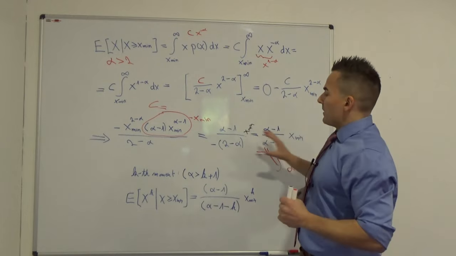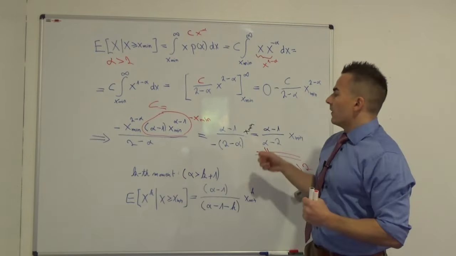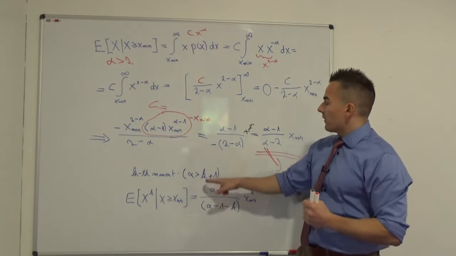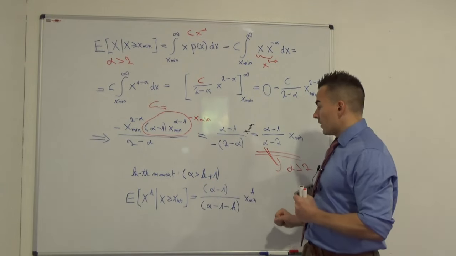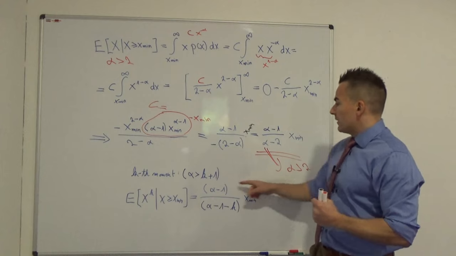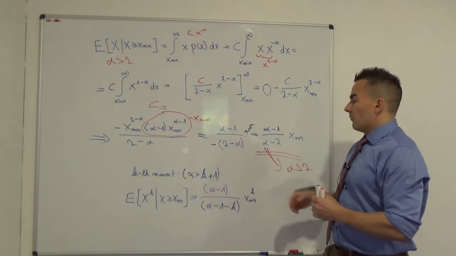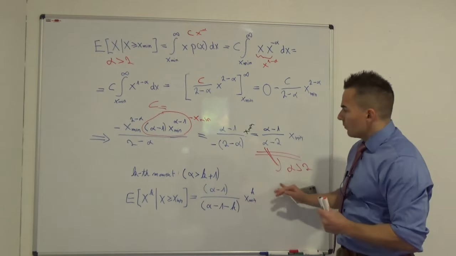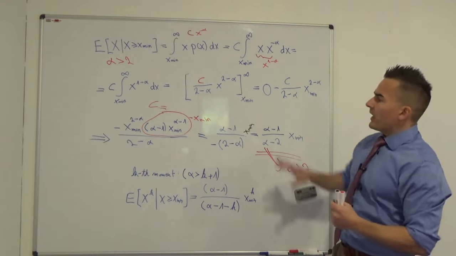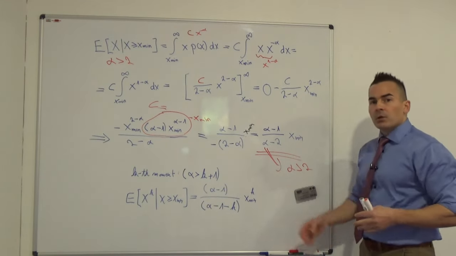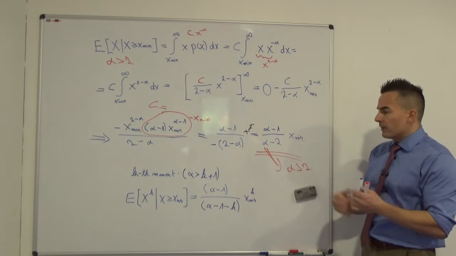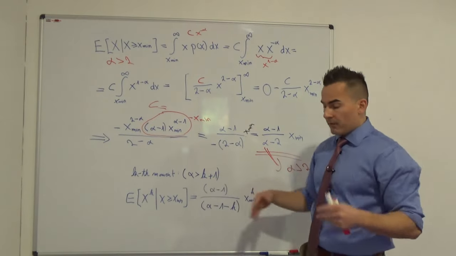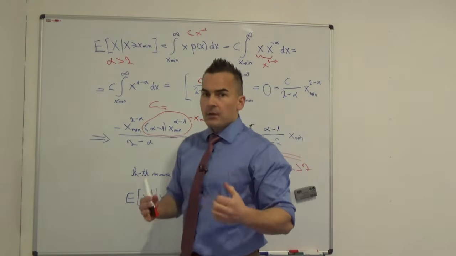And one can show in the same manner the kth moment. Okay, for the kth moment to exist, it must hold that alpha is larger than k plus 1. And this is the general formula for calculating the kth moment of x, provided x is larger than x minimum. So it's important to know that the kurtosis, which is the fourth moment, exists only for alpha larger than 5.